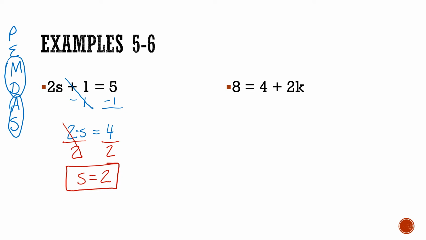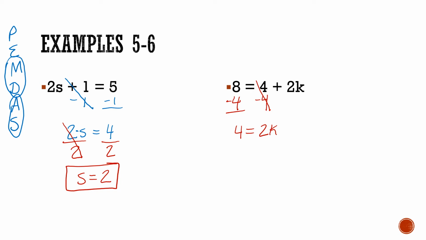Okay, in number 8, again, you're still working backwards through PEMDAS. You don't want to do anything with this number that's with the variable until the very end. So we're going to take care of this 4 first. The opposite of plus 4 is to minus 4. Those cancel. We have to minus 4 from the other side of the equation. 8 minus 4 gives us 4 equals 2k.